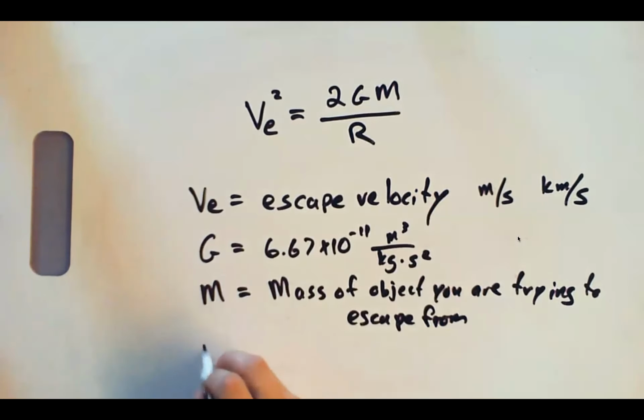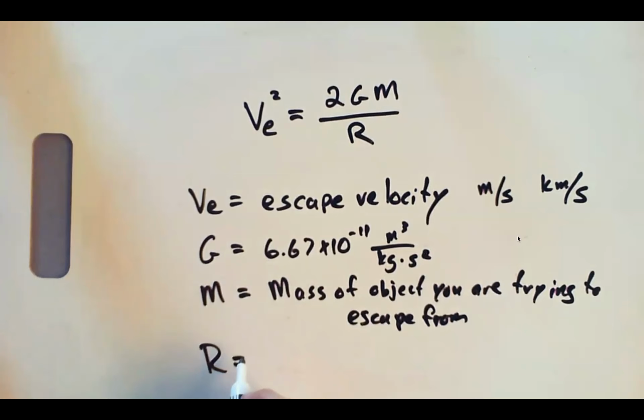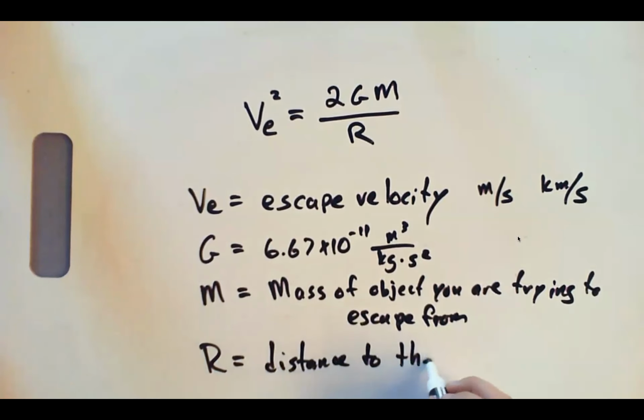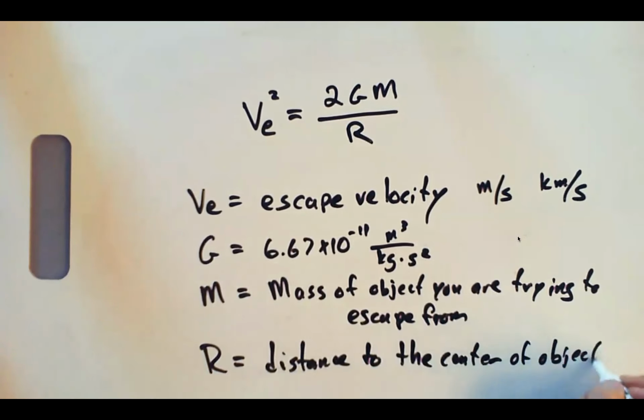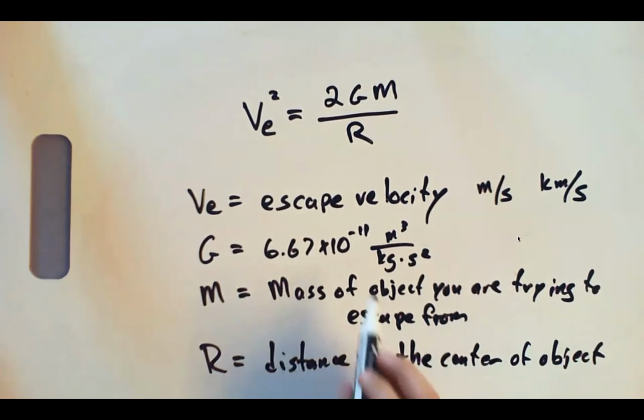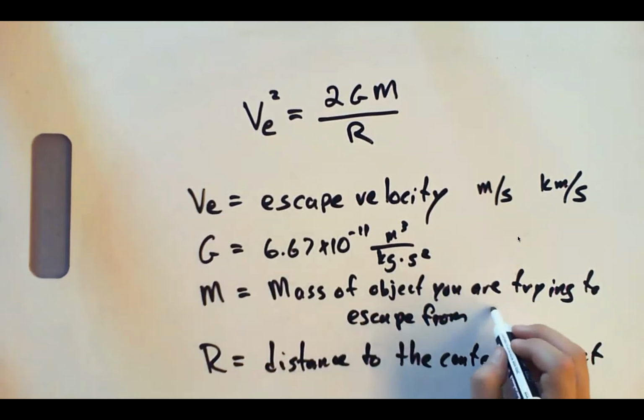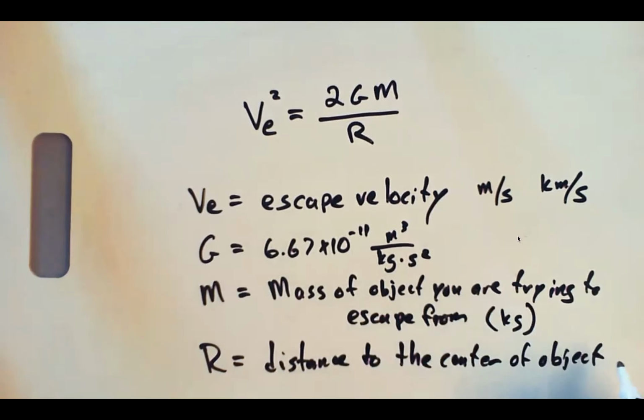And R is the distance to the center of that object. The distance from the object that's trying to escape to the center of the object that it is trying to escape. Obviously M has units of kilograms, and R has units of meters or kilometers or whatever you want. Great.